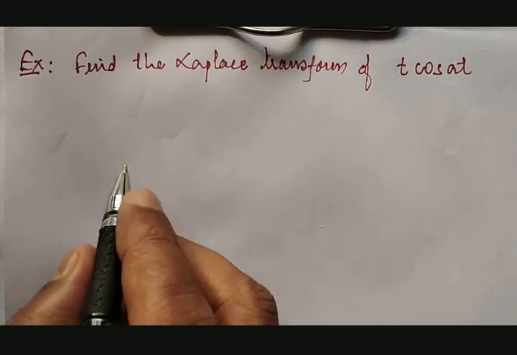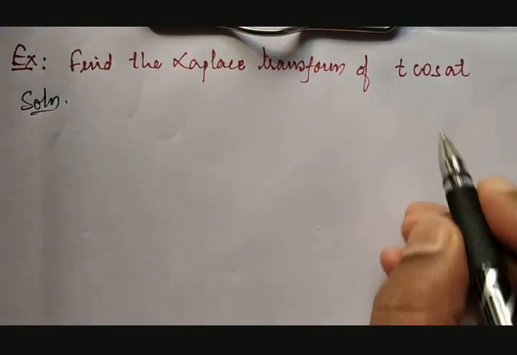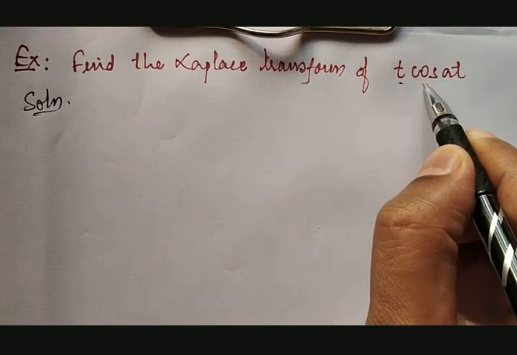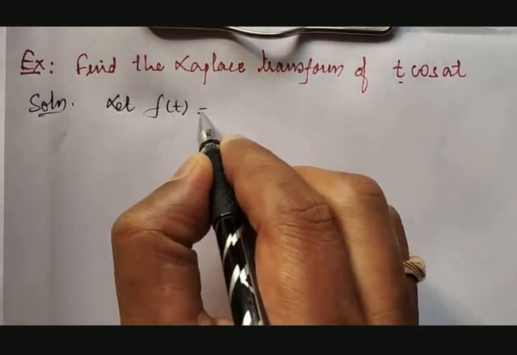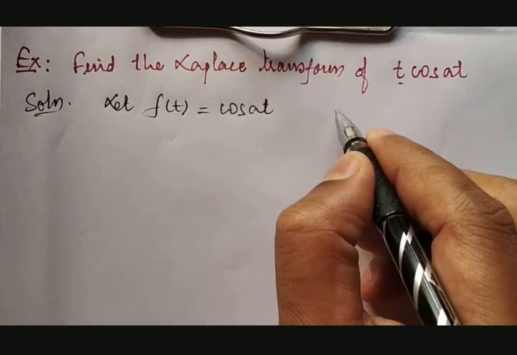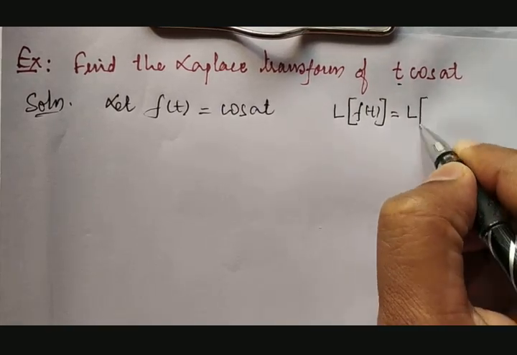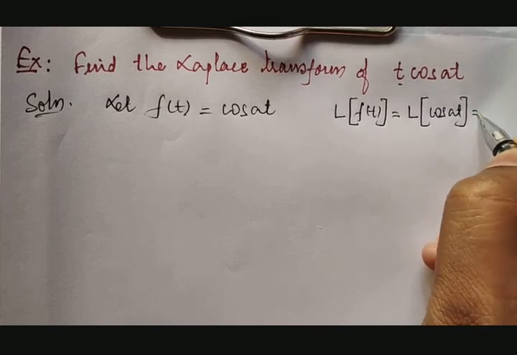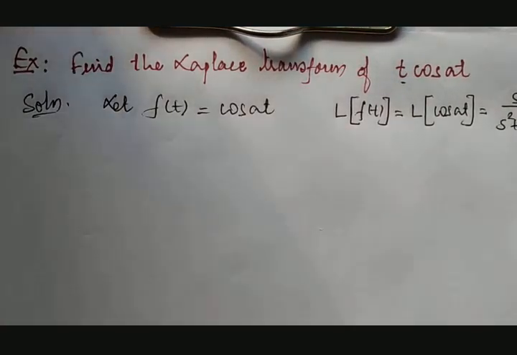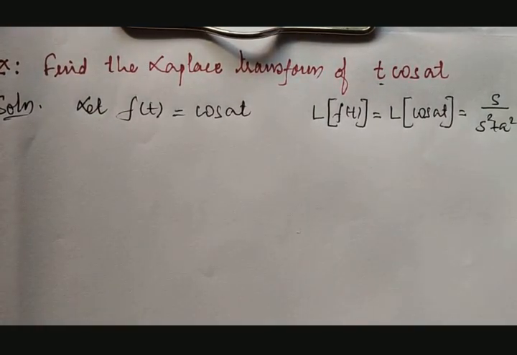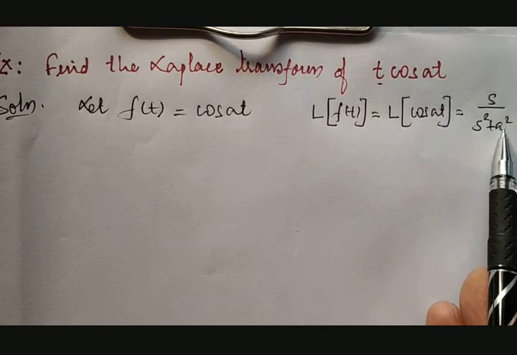In this, what to do? First, we'll take the function other than t, which is cos at, as f of t. So f of t is equal to cos at here. Then we need to calculate its Laplace transform. So Laplace transform of f of t, that is nothing but Laplace transform of cos at, which is equal to s divided by s square plus a square. This we know. So now the Laplace transformation of cos at we know, that is s divided by s square plus a square.